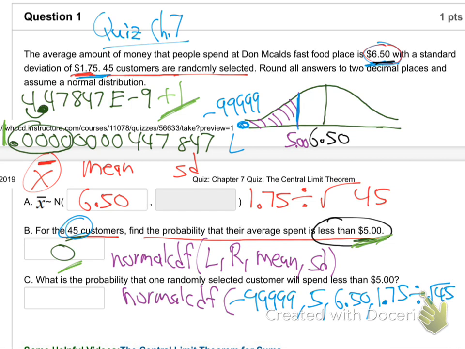And now question C says, what's the probability that 1 randomly selected customer will spend less than $5? So now we just get rid of that square root 45 thing. Do it again. Hey, you know there's a button that'll do that automatically on your calculator? Let me teach you about another button.